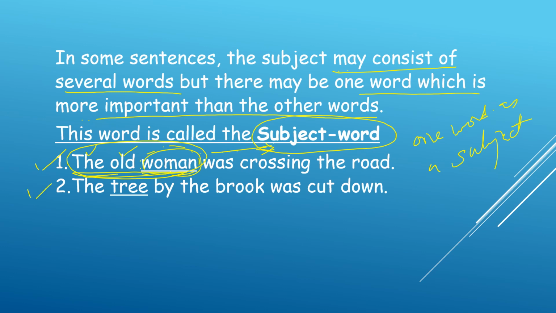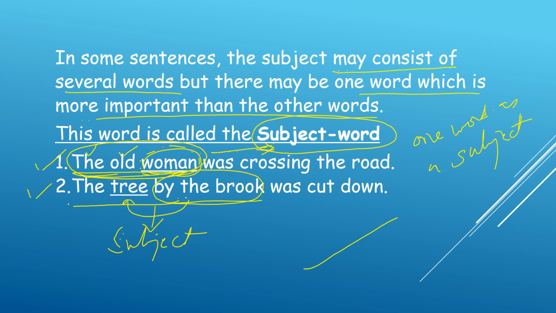So "woman" is the subject word. Similarly, in the second sentence, the tree by the brook was cut down. The tree by the brook is our subject, and "by the brook" shows the position of the tree, where the tree was. Brook means the side of the river, the river side. So there were trees on the river side and it was cut down. On whom is the action done? The action is done on the tree. So "tree" is our subject word.